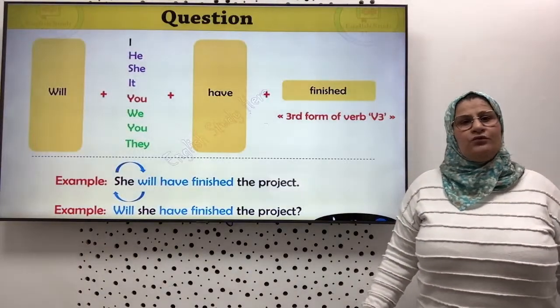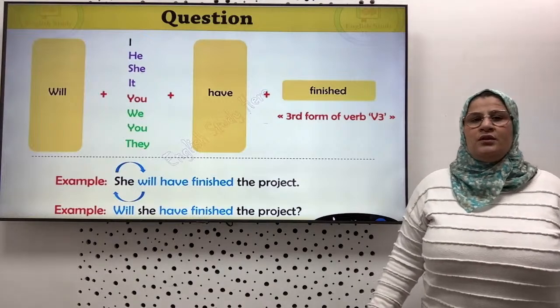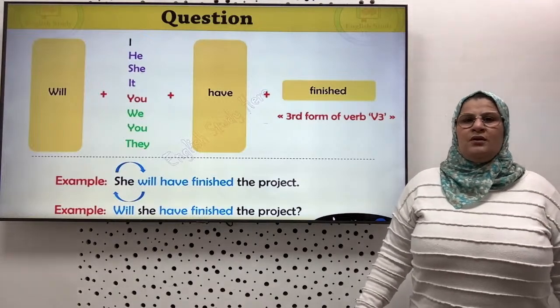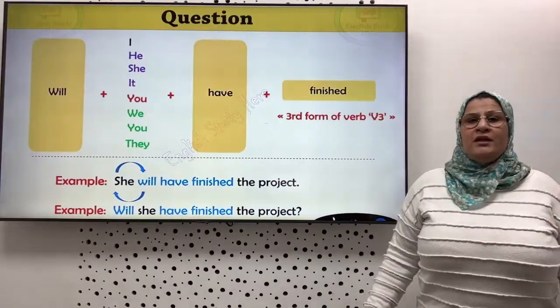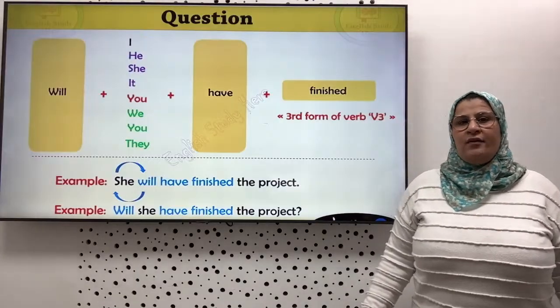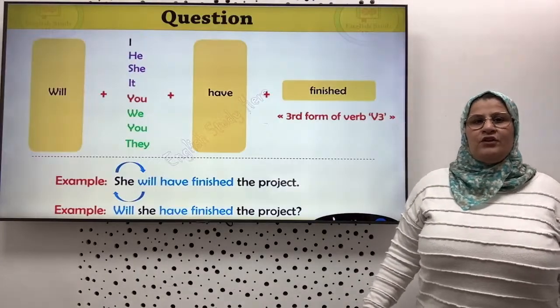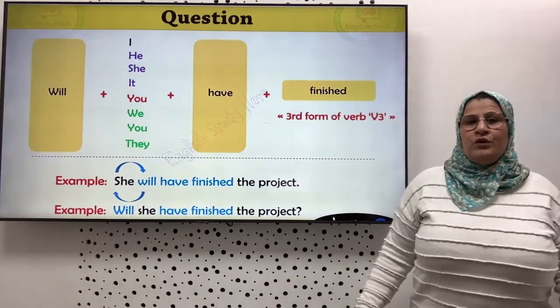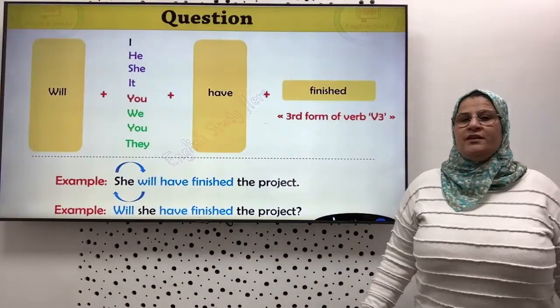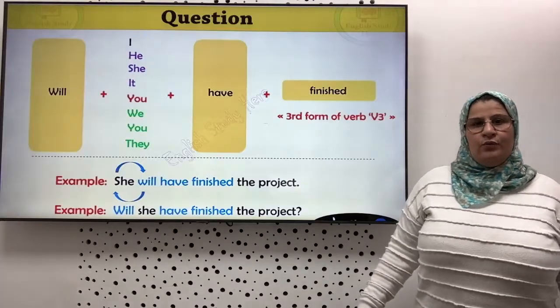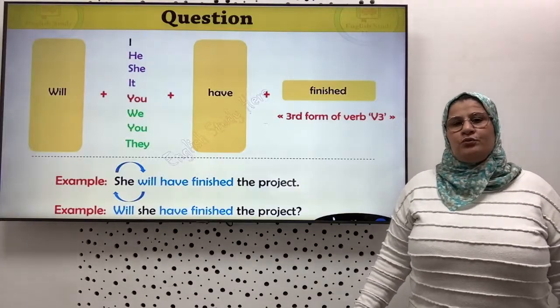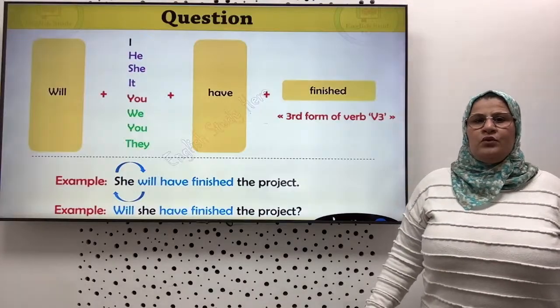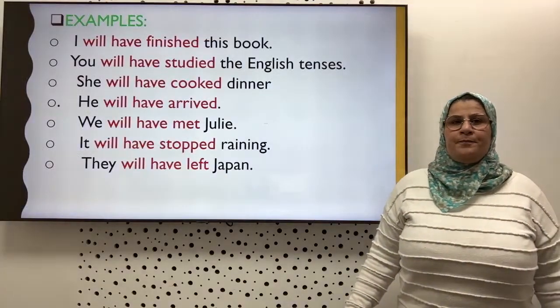With the interrogative form, we usually start with the auxiliary will. For example, will I have finished? Will he have finished? Will she have finished? Will it have finished? Will you have finished? Will we have finished? Will you have finished? And will they have finished? For example, she will have finished the project. Example: will she have finished the project?